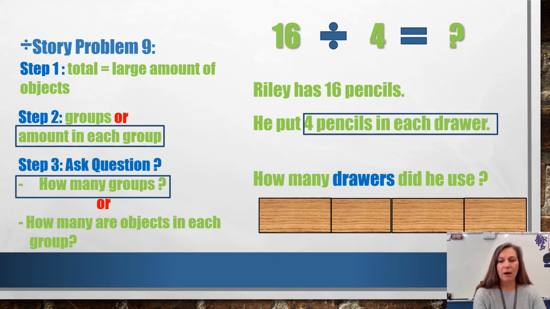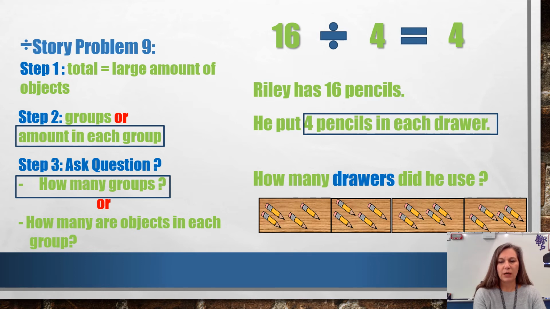Now, if we model this, I have my 4 drawers, and I'm going to share my pencils evenly, 4 pencils in each drawer. And you'll notice that I've used 4 drawers to put my pencils in. So my quotient is going to answer the question, how many drawers did he use to put the pencils in? There are 4 drawers.